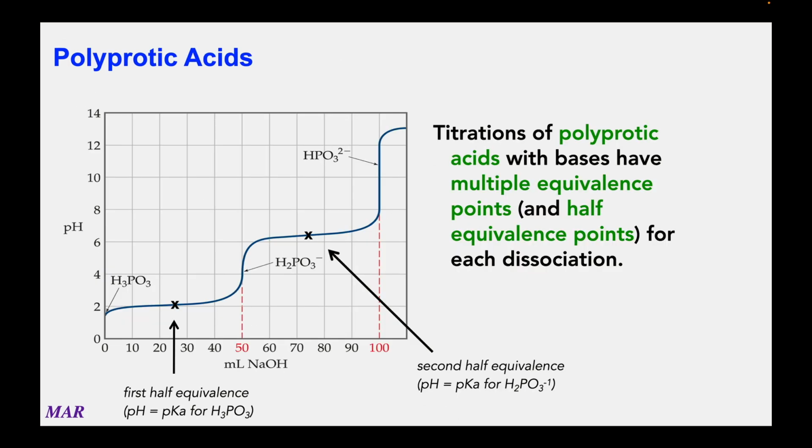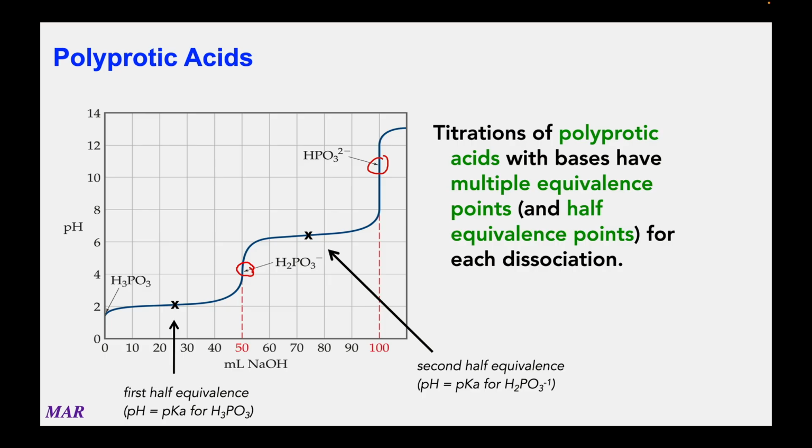Good to go. Polyprotic acid will also have a different kind of curve. Now this is for phosphorus acid, and you can see here how there's like two S curves. There's one right here, and there's a second one right there. So the first S curve is when the first H plus pops off.